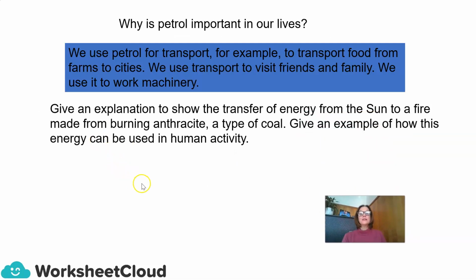We use it for transport, for example, to transport food from farms to cities, to visit friends and family, and we use it to work machinery. It makes our life pretty simple and pretty easy.